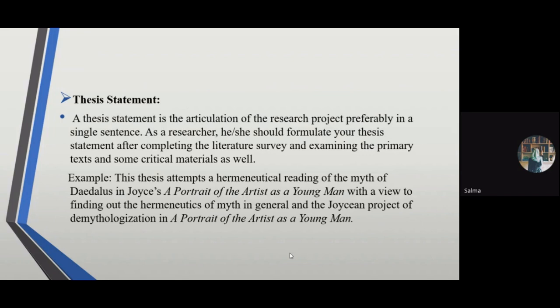For example, see this. The thesis attempts a hermeneutical reading of the myth of Daedalus in James Joyce's A Portrait of the Artist as a Young Man, with a view to finding out the hermeneutics of myth in general and the Joycean product of demythologization in A Portrait of the Artist as a Young Man.